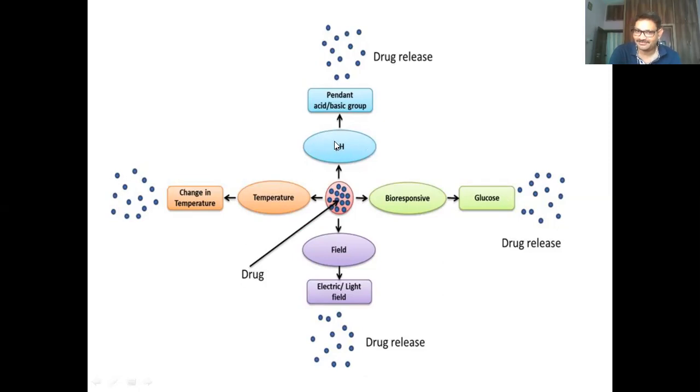When the pH changes, the drug will release. When the temperature changes, the drug will release. Or with external fields, magnetic fields, the drug will release. So these are the stimulus responses in the drug delivery system, the property to deliver the drug by the stimuli. That's why they are best used in the medical field, especially in drug delivery systems.